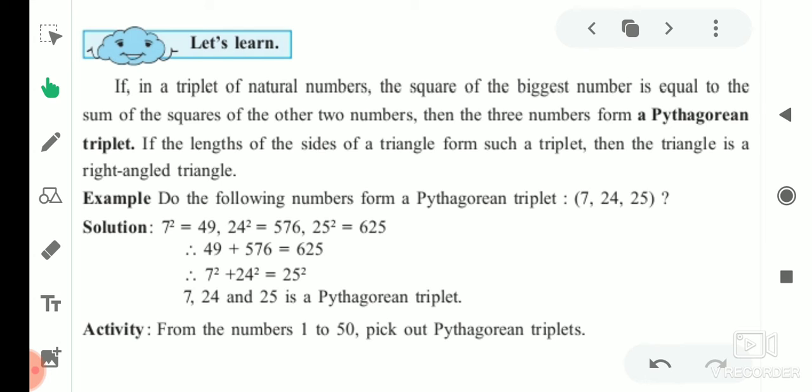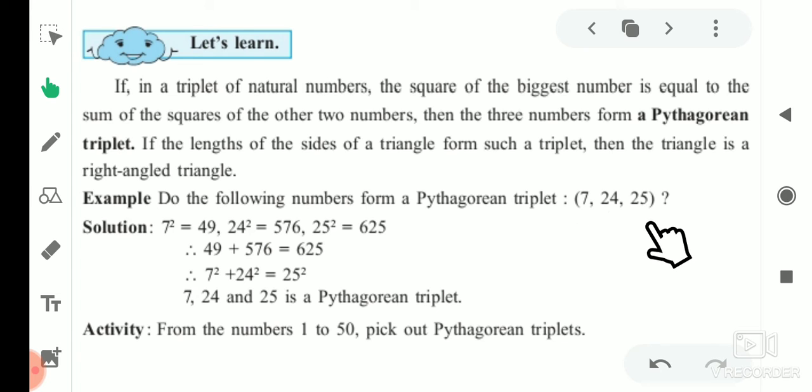If three natural numbers are given, and the square of the biggest number is equal to the sum of the squares of the remaining two numbers, then all three numbers form a Pythagoras triplet. Okay, let's see an example.